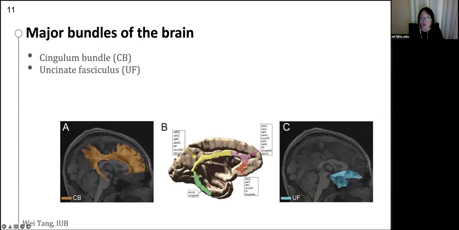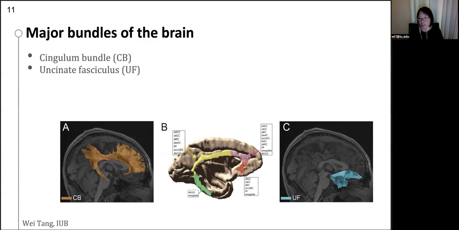Finally, we will look at two bundles that connect with the limbic cortex. Panel A shows the cingulum bundle captured by tractography. Panel B illustrates its components in the monkey brain. It contains a dorsal component shown in pink and yellow. It also contains a subgenual component shown in red, which curves around the genu of the corpus callosum.